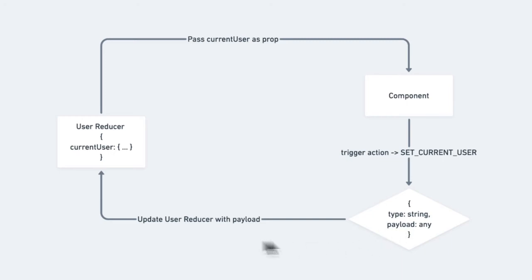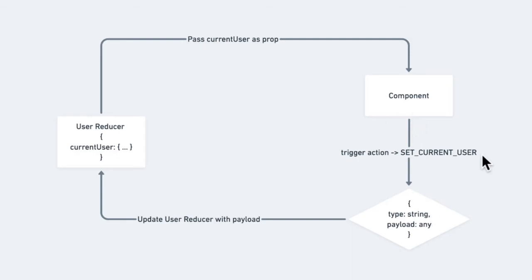So these actions update our user reducers with the payload. And then our user reducer passes that current user in as a prop to the component. And then the component will render however it needs to with the prop. And it will continue to always follow this flow. Let's say the user logs out, right? From our app component, we would then fire that action again.